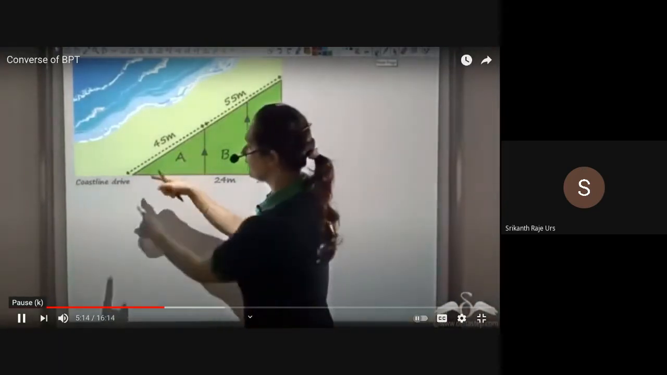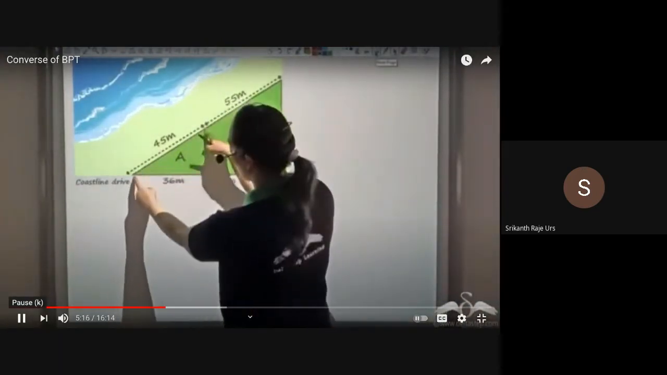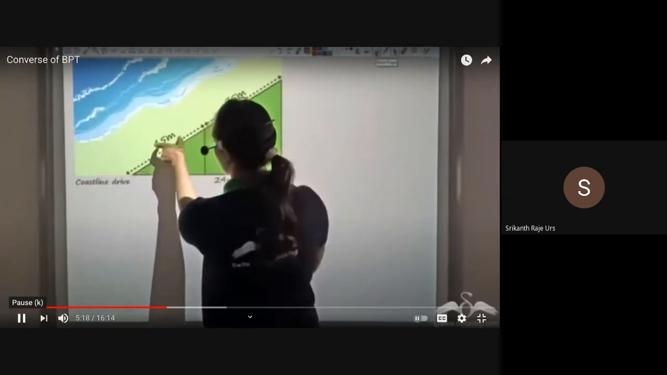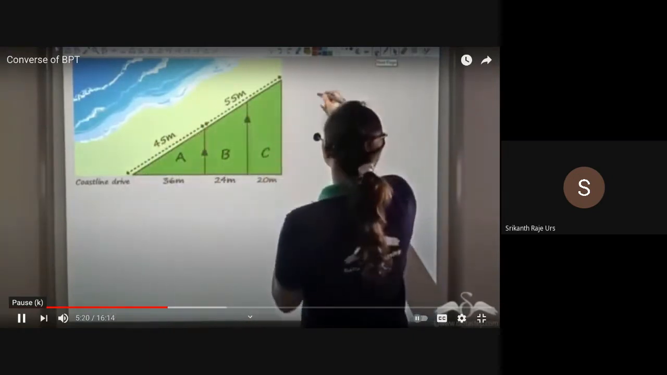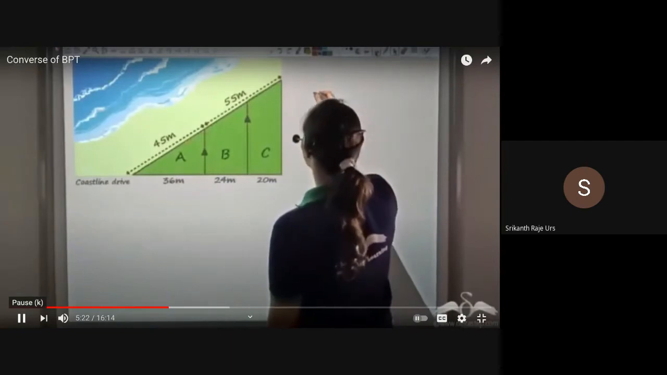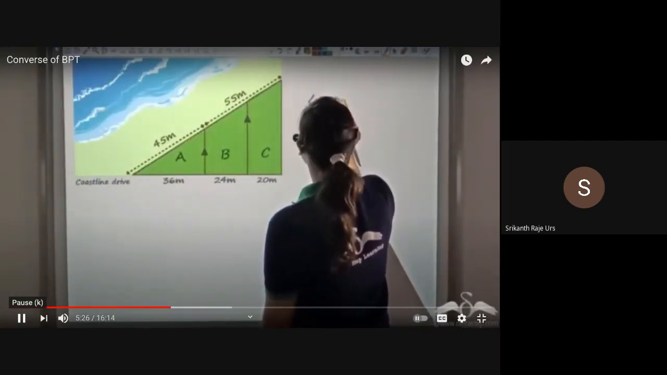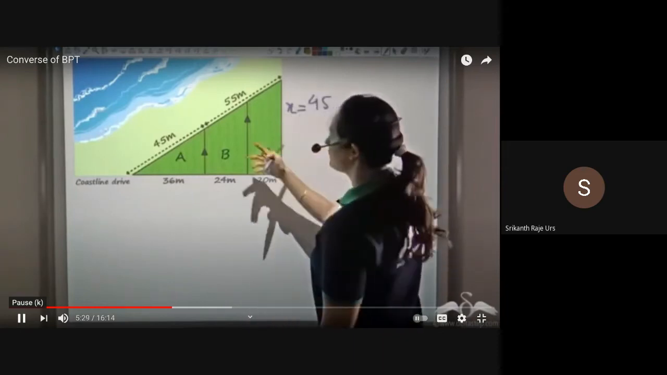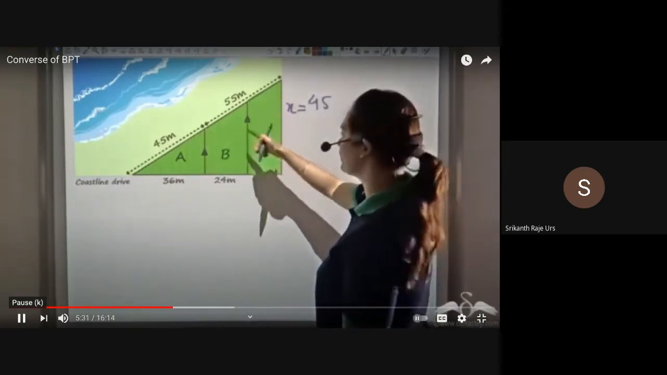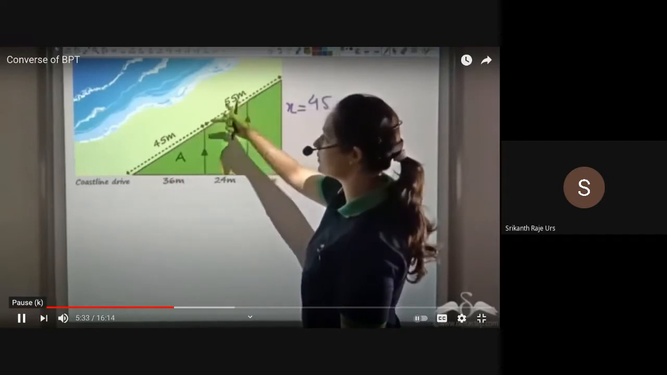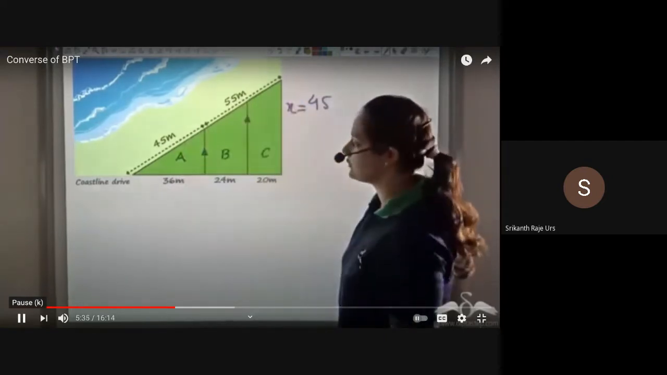So I get that X, which is the distance along A next to the ocean, is 45. Since this plus this is total 100, X is 45. So the other part would be 55. Since 45 plus something should give me total 100, I get this as 55.